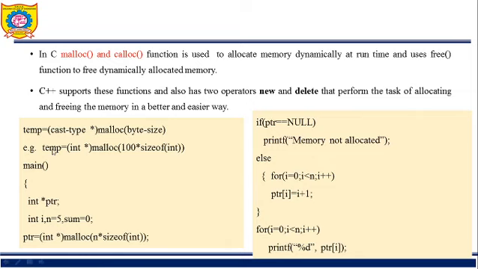See here, 100 into 4, that is a 400 byte block that gets allocated or created, and from that it takes the first byte address of integer type, and then it is saved into the pointer variable called temp.